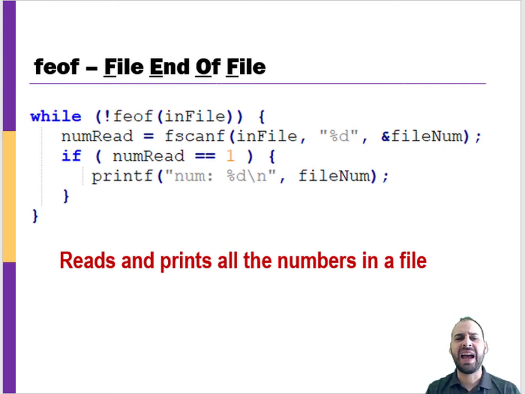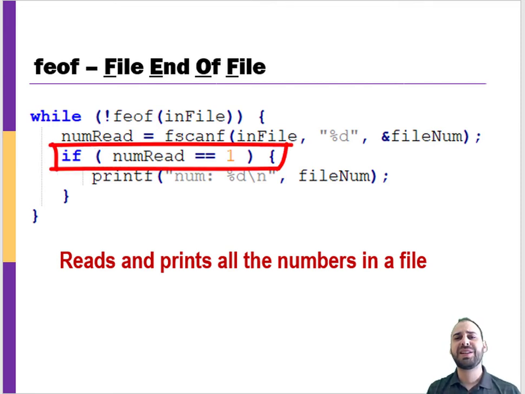It's important we have this if numRead equals 1 before printing something out, because when we hit the very end of the file and realize there's nothing left to read, fscanf is not going to return 1. I think it's going to return -1 or 0, one or the other: either 0, indicating I read nothing, or -1 indicating failure. What we don't want is to add one incorrect value at the end of the array or print out one incorrect value.